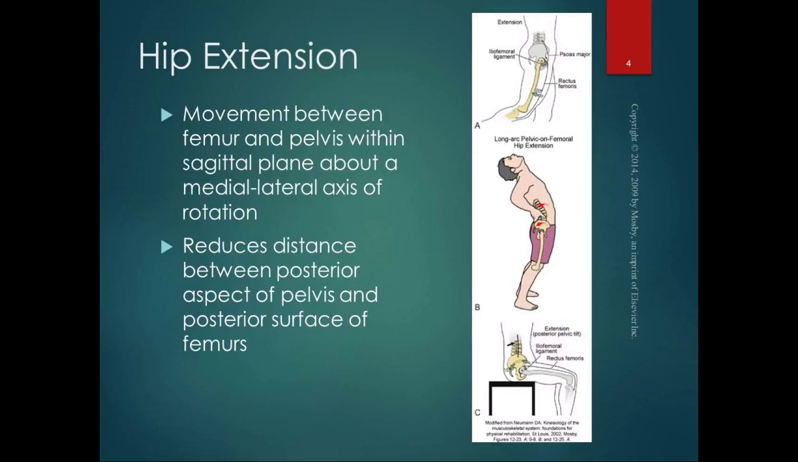So we have those same 3 kinematic strategies: open chain hip extension, which is the picture on the top, closed chain long arc pelvic on femoral hip extension, sort of like a back bend, and closed chain short arc, which is a posterior pelvic tilt. You're still decreasing the distance between the posterior aspect of the pelvis and the posterior surface of the femurs, but the trunk is not going along with it. So it's really the position of your trunk that determines whether it's a long arc or a short arc.